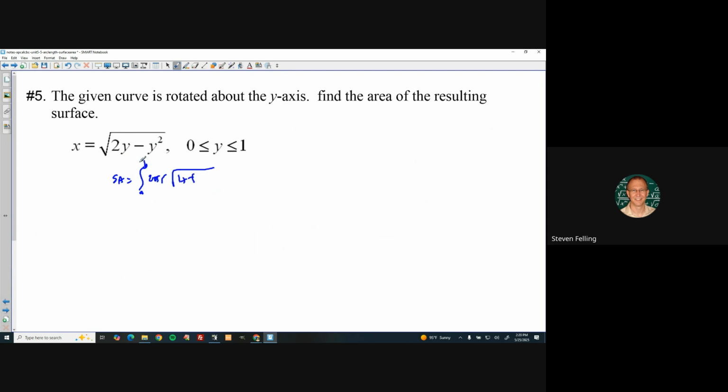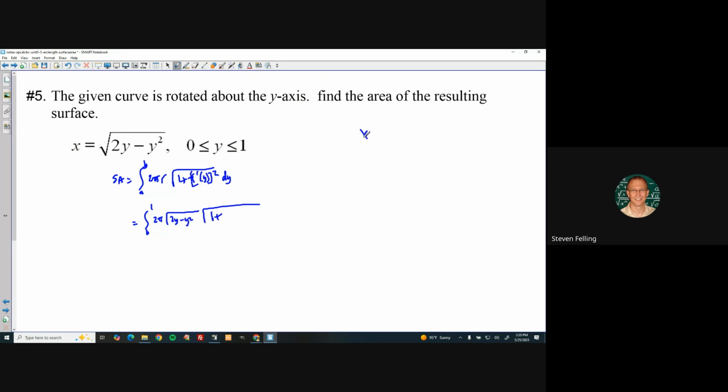Now, here's the thing. Since this is solved for x, that means this is going to be a function of y, so that this can be dy out here. Right? And the radius is just from the axis of rotation out to that location. So this is just going to be from 0 to 1. 2 pi, this r is just going to be the equation of the curve, 2y minus y squared, square root of 1 plus the derivative of that.